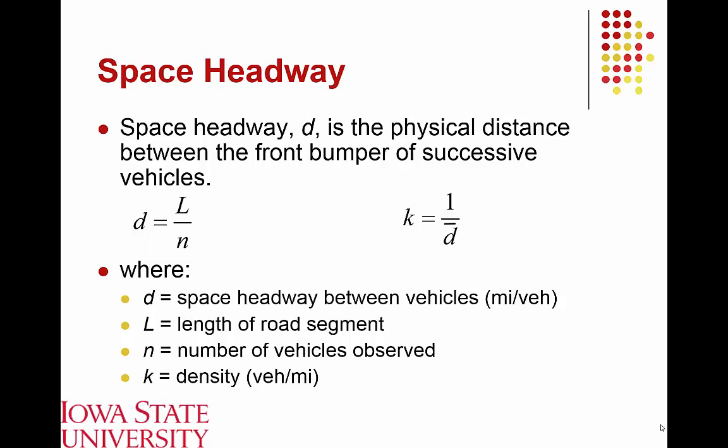So instead of seeing, as in density, vehicles per mile, spacing would be in terms of miles per vehicle. Now, given that that is generally going to be a very small unit, we typically convert that to feet per vehicle. And then we can easily transition from density to space headway by just this inverse relationship, just as we saw with flow and time headway. And so the density is simply equal to 1 over the average spacing between vehicles over a given road segment.